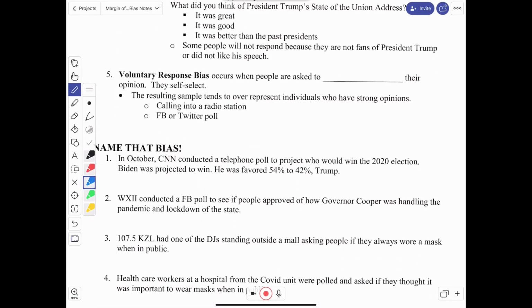So then we get into voluntary response bias. And this occurs when people are asked to give their opinion and they self-select, okay?